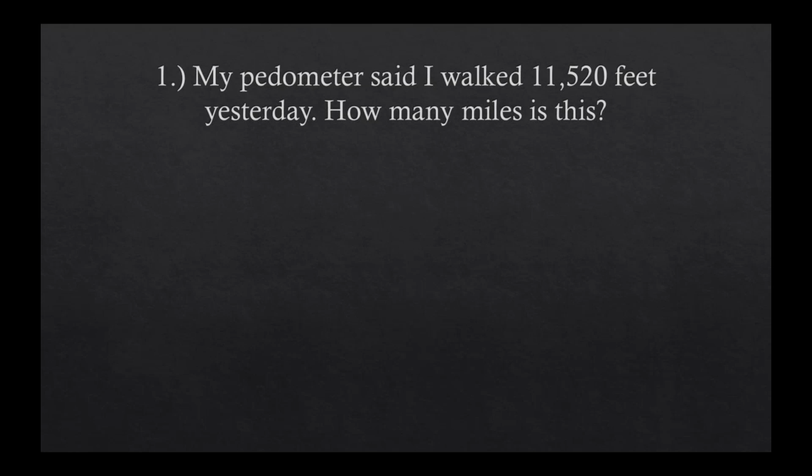So my pedometer said that I walked 11,520 feet yesterday. How many miles is this? A good rule of thumb that pretty much always works is that you always start with what you're given. So in this particular problem, I will start with 11,520 feet. And because we just got done talking about identity ratios, we're talking about fractions, and we need to start with a fraction. So how can I turn that 11,520 feet into a fraction?